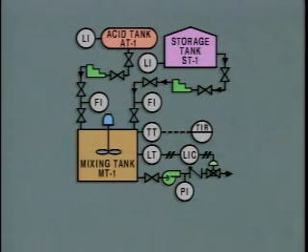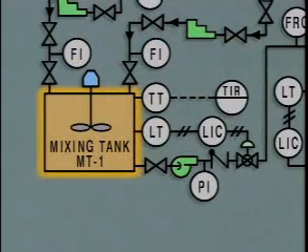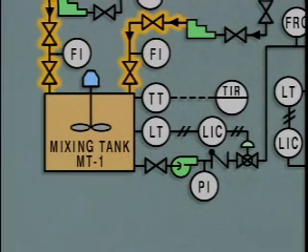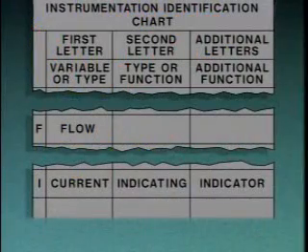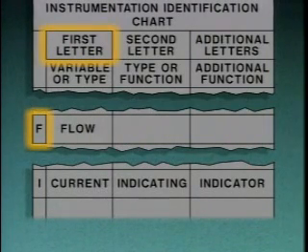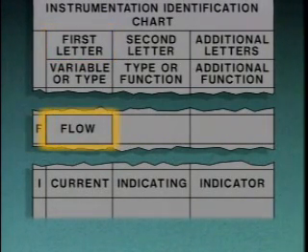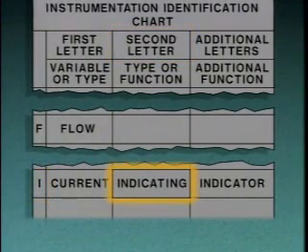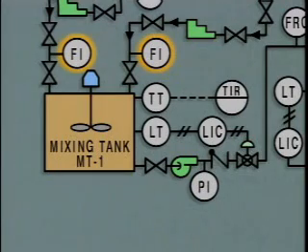Let's move on now so we can look at the instruments associated with the mixing tank in this system. There's a symbol containing the letters FI connected to each of the process lines that are connected to the mixing tank. According to the chart, an F as the first letter means flow, and an I as the second letter means an indicating function. So these symbols represent flow indicators.